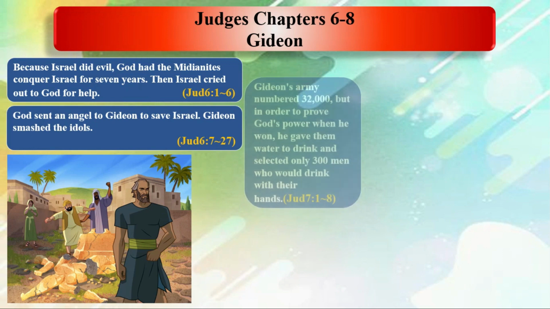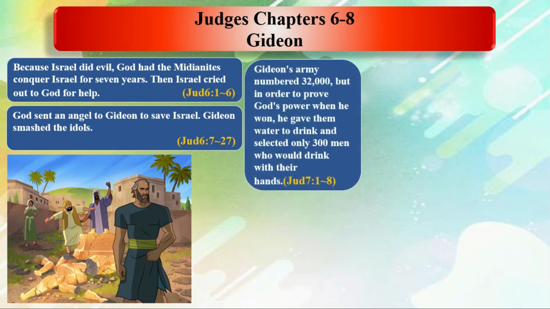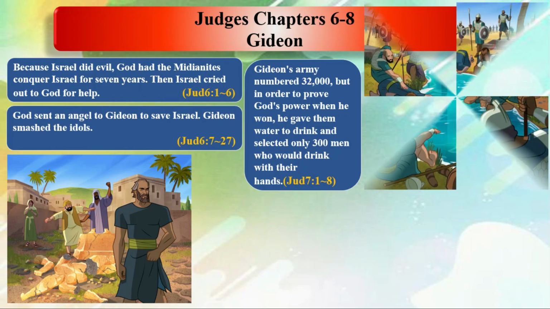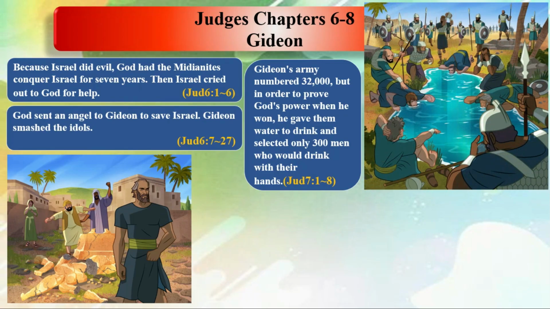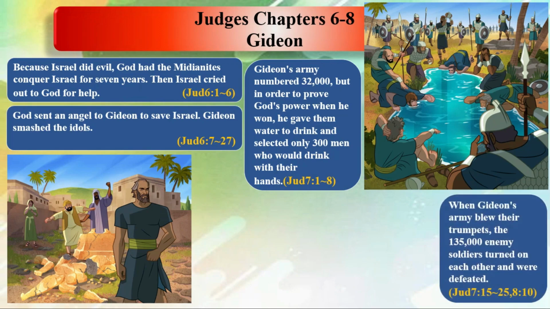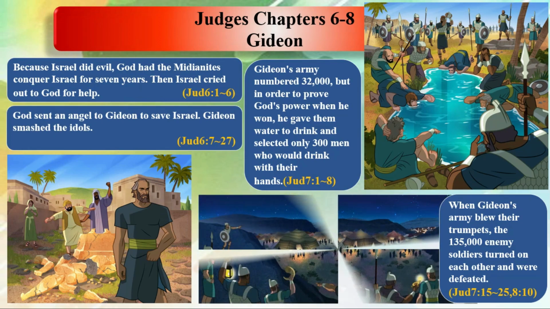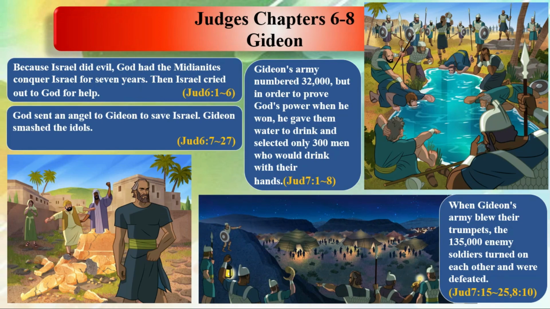Gideon's army numbered 32,000, but in order to prove God's power when he won, he gave them water to drink and selected only 300 men who would drink with their hands. When Gideon's army blew their trumpets, the 135,000 enemy soldiers turned on each other and were defeated. In this way, Israel was protected again. Now let's move on to the next topic.